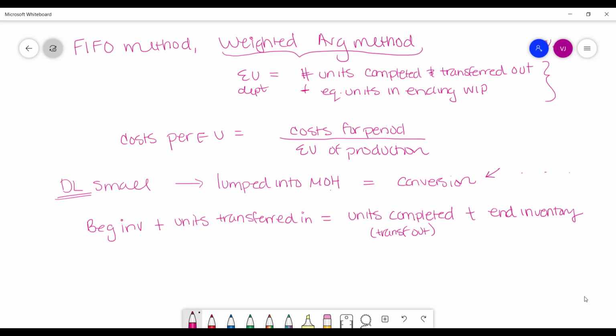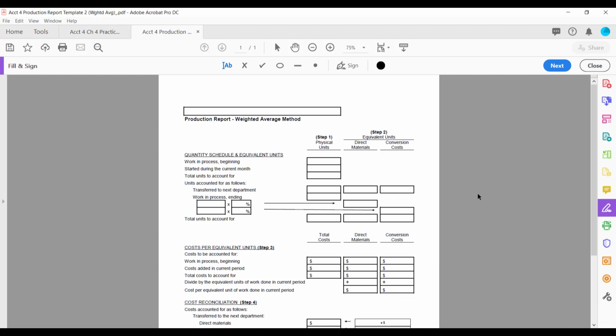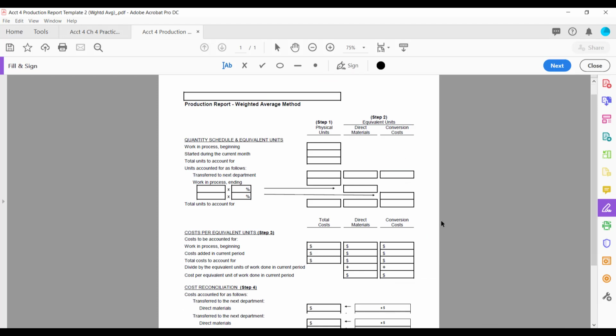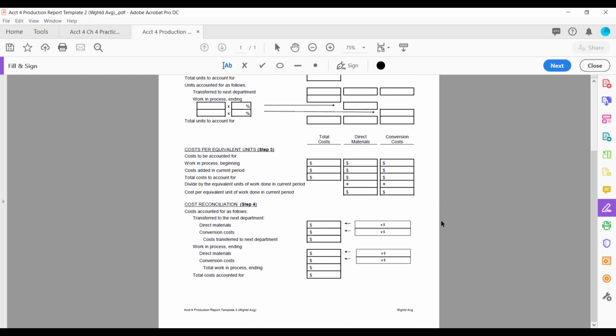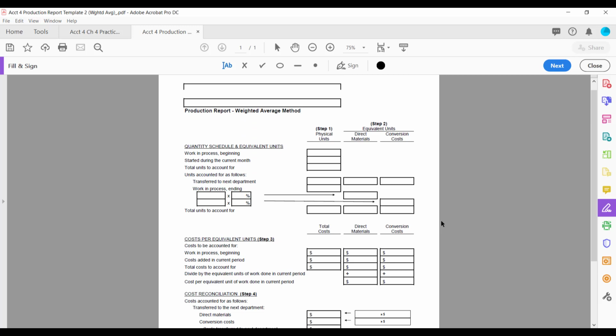Okay, so we're going to switch over here in a second to the last problem in that practice exam using that template. All right, here's that weighted average method template that I was talking about. This is a really nice template because regardless of how long the problem is that you're having to complete for this process costing chapter, this template will be able to get you an answer.